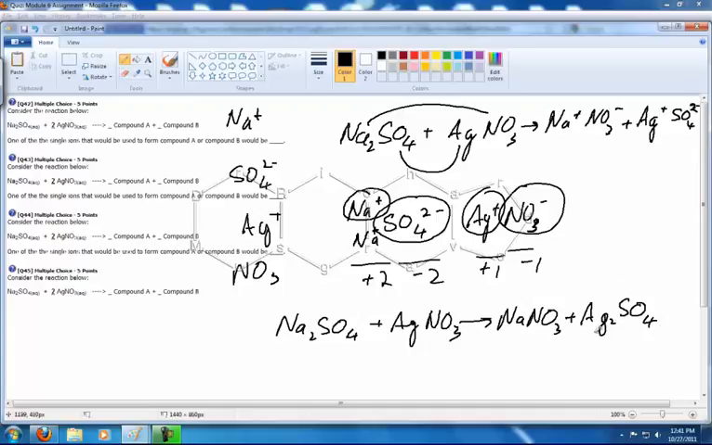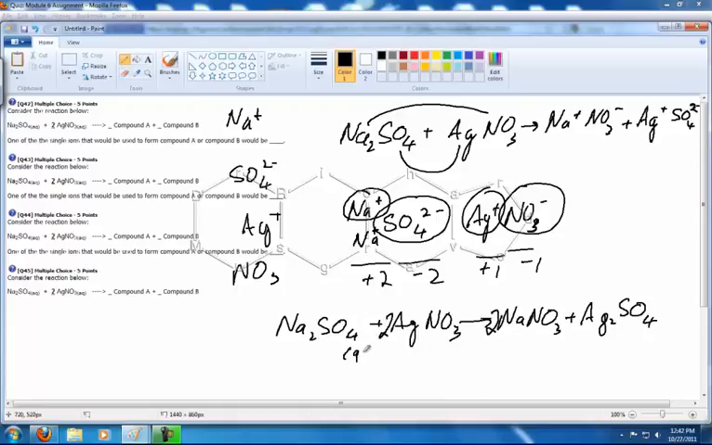Now I can go ahead and balance this. I've got 2 silvers here, so I'll put a 2 in front of here. That'll balance that. That means we've got 2 NO3, so I'll go ahead and put a 2 in front of the NaNO3. That gives me 2 sodiums, and that balances out the 2 sodiums here. We've got 1 sulfate and 1 sulfate, so everything's okay.